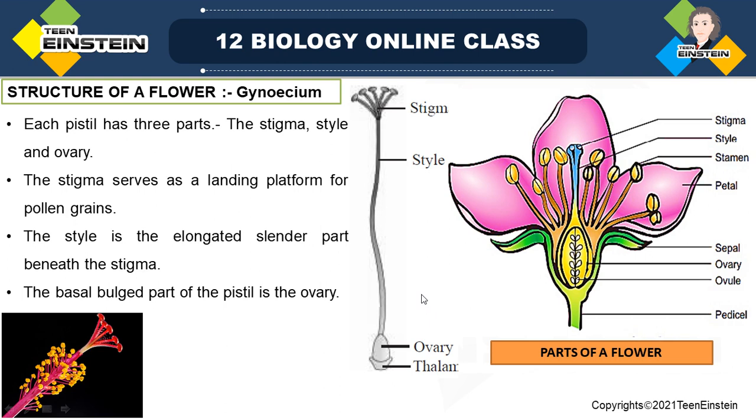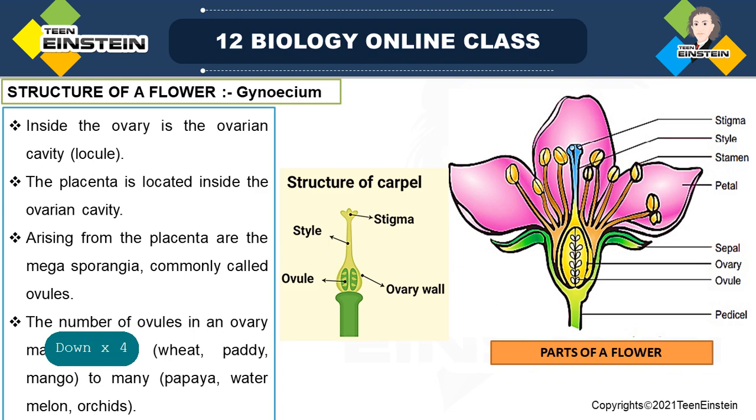Okay, so stigma, style and ovary, these are the parts of this pistil. Above, at the top, is the stigma, then comes the style, and down the bulged portion is the ovary. The style is the portion which connects the stigma and ovary. Then inside the ovary, you can see ovules are present.